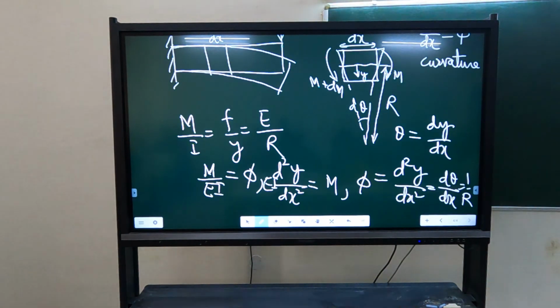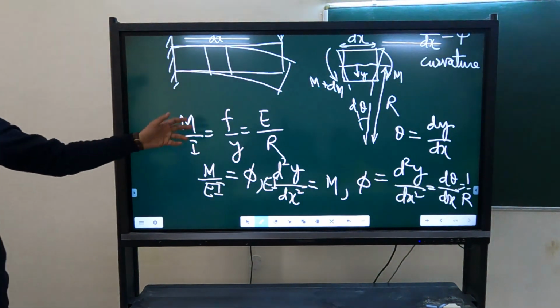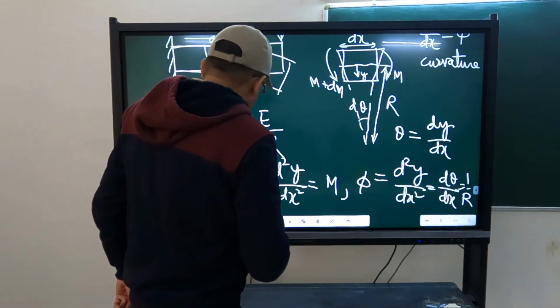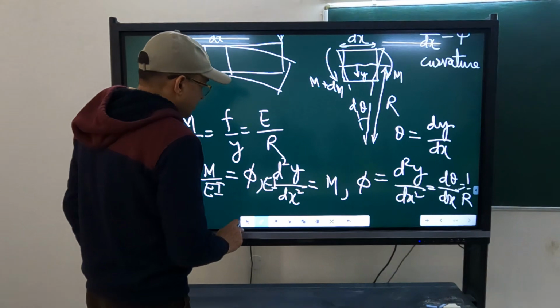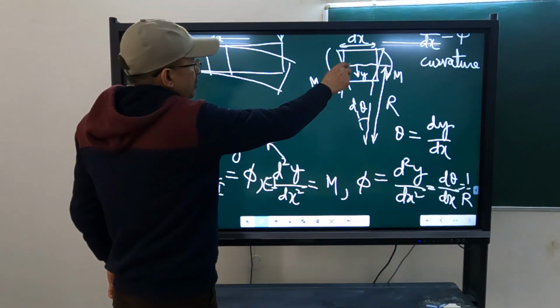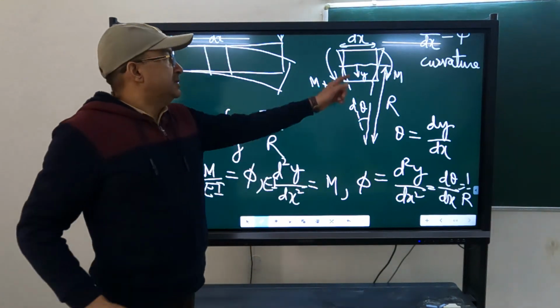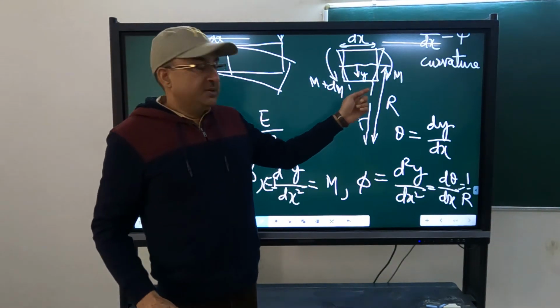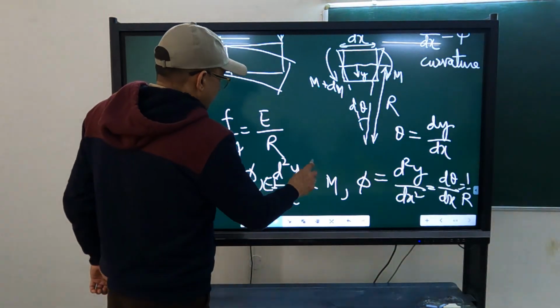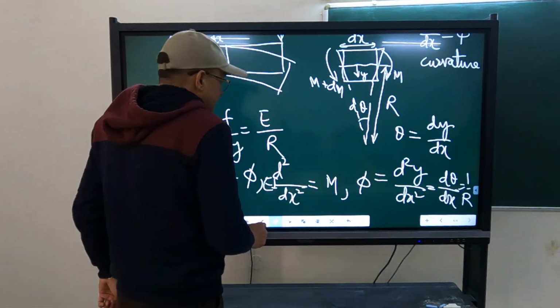You were more interested in y and f. Sorry, y is the displacement, so y and f, there is one problem. This y is a coordinate, I have used it here also, so I have to change it. It will not be d square y by dx square, because this y and this y are different. This y is the distance from the neutral axis, and this is deflection. So both can't be the same. I have made an error, I will change it.